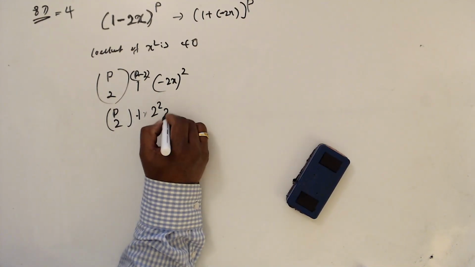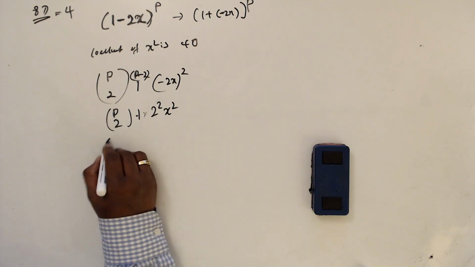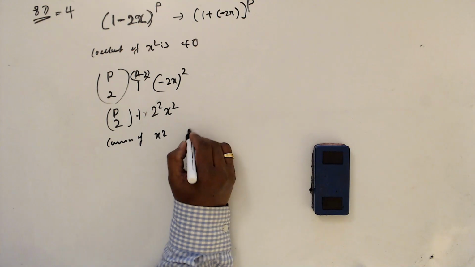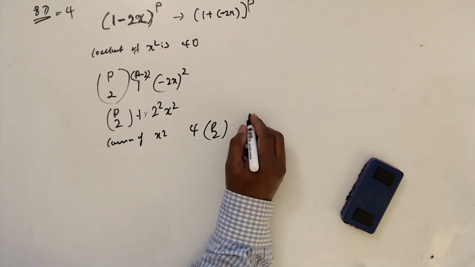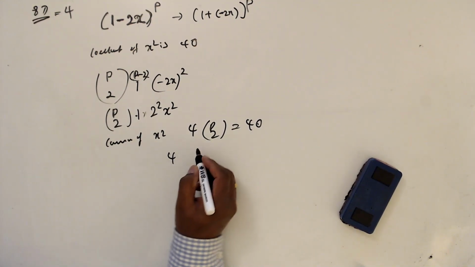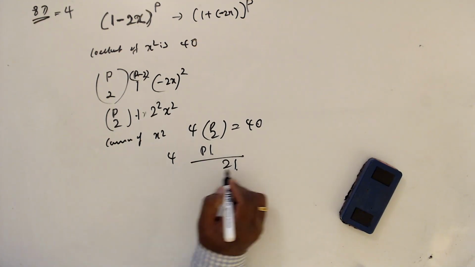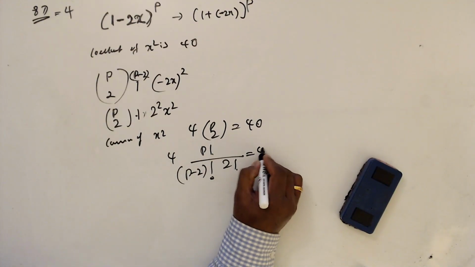2 square x square. Then the coefficient of x square is 4p2. This value equals 40. 4p2 means 4 factorial divided by 2 factorial times p minus 2 factorial, equal to 40.